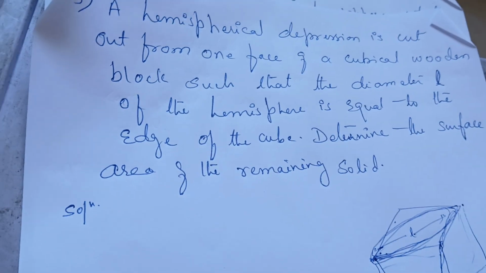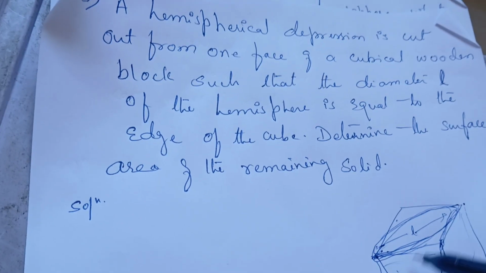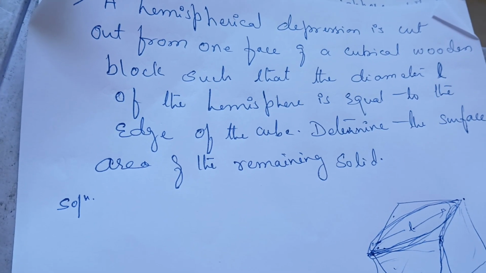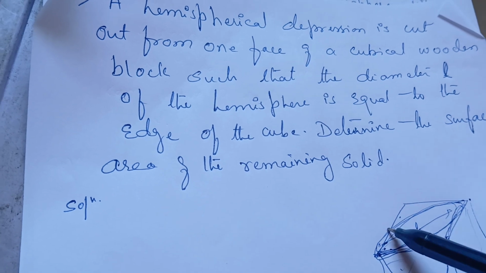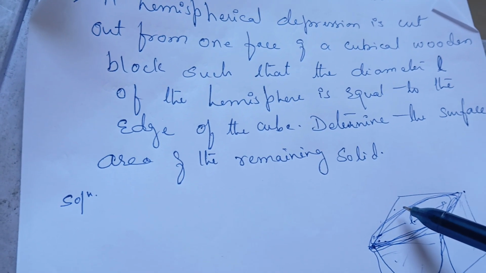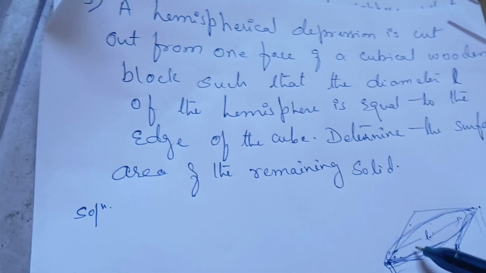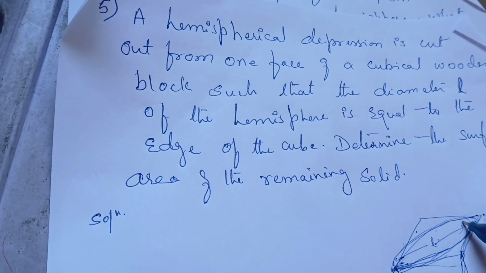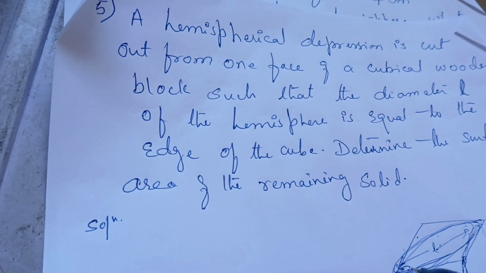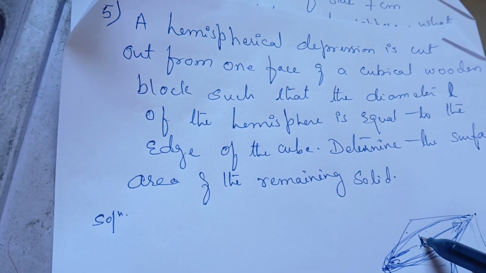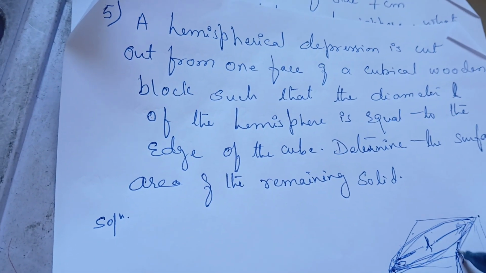This much is scooped out, a hemisphere shape is scooped out from the wooden block, such that the length of the diameter L of the hemisphere is equal to the edge of a cube. So diameter L is equal to the edge of a cube. The edge of the cube will be equal to the diameter of the hemisphere. Clear? So this will be your figure.